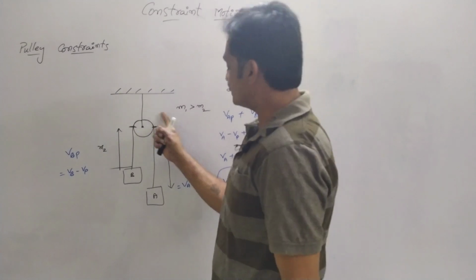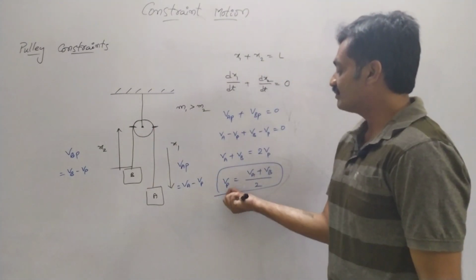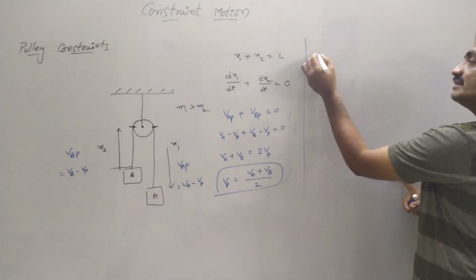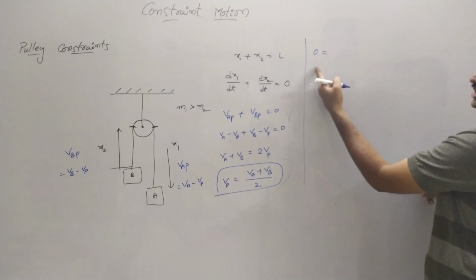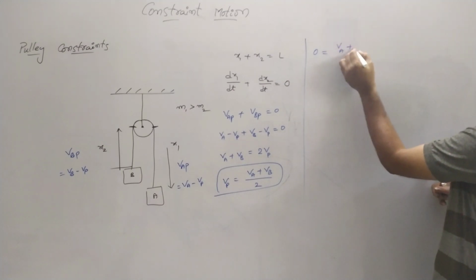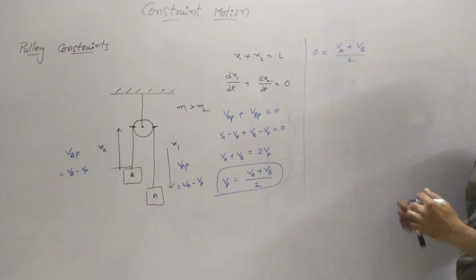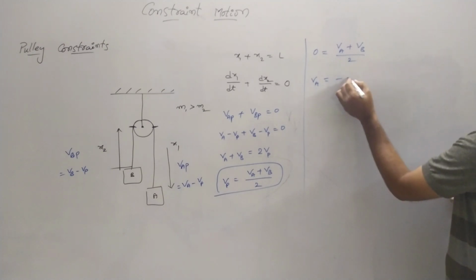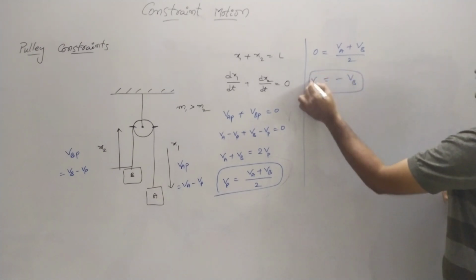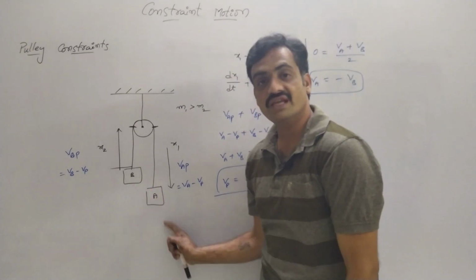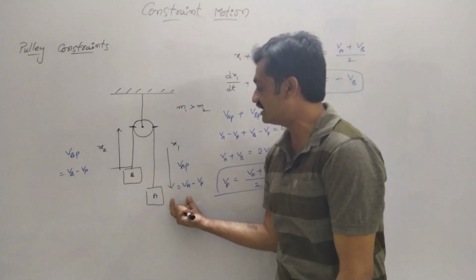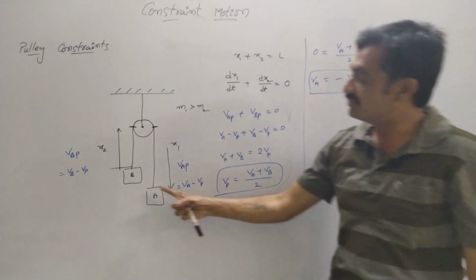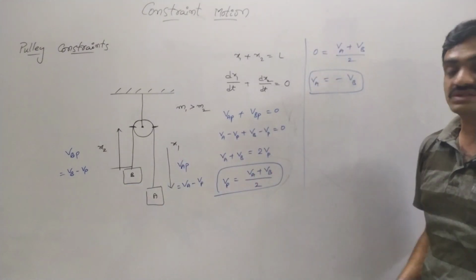Since we considered an Atwood machine, the velocity of the pulley is equal to 0. If I substitute the velocity of the pulley as 0, then we have 0 equals V suffix A plus V suffix B by 2. Then the velocity of block A is equal to minus the velocity of block B, because these two blocks are moving in opposite directions. So the velocity of block A is equal to the velocity of block B in the opposite direction, which is represented by the negative sign.